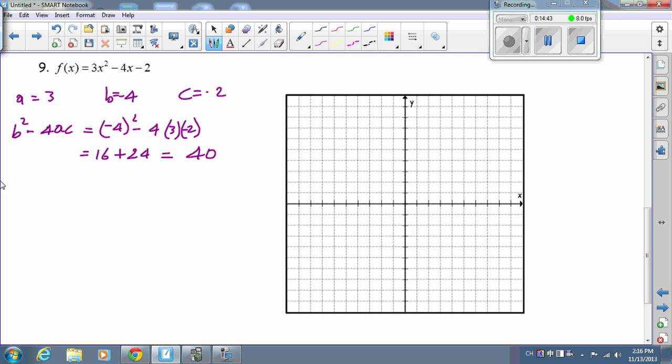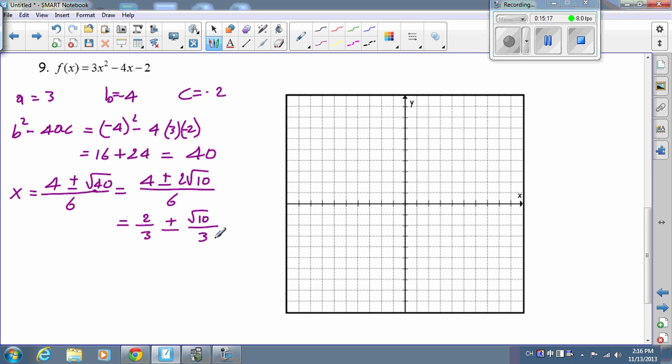So when I do my quadratic formula, I will say x is equal to negative b, meaning the negative of negative 4, giving me 4, plus or minus the square root of 40 over 2a, which is 2 times 3, that will give me 6. We know that the square root of 40 is 2 square root of 10, over 6. Let's split it in two. That will give me 2 over 3 plus or minus square root of 10 over 3. We can divide it in two to get your solutions.